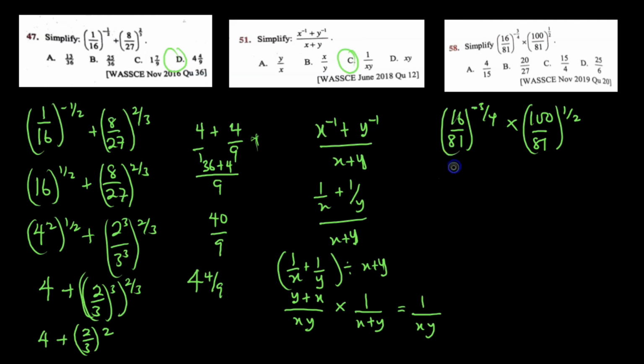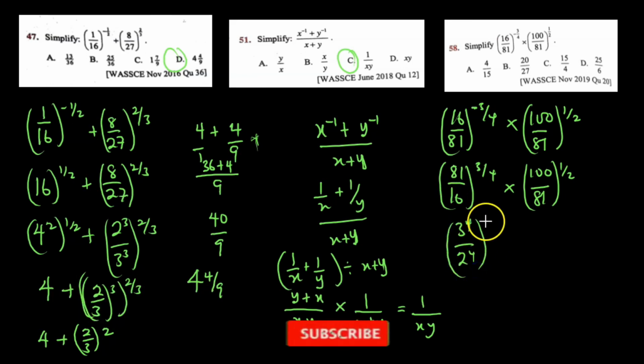So it becomes (81/16) all raised to the power 3/4, multiplying (100/81) all raised to the power half. Now, going further, in order to get rid of the fractions for the powers, we can write the 81 as a base of 3 to the power 4. So 3 to the power 4. And then the 16 can also be written as 2 to the power 4, all raised to the power 3/4.